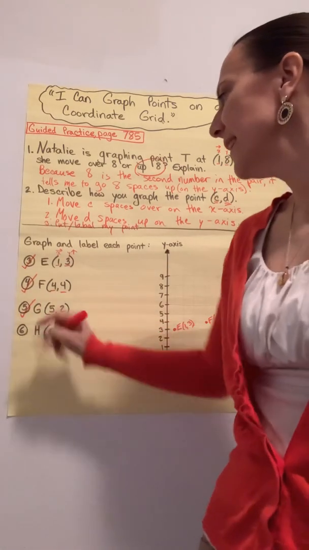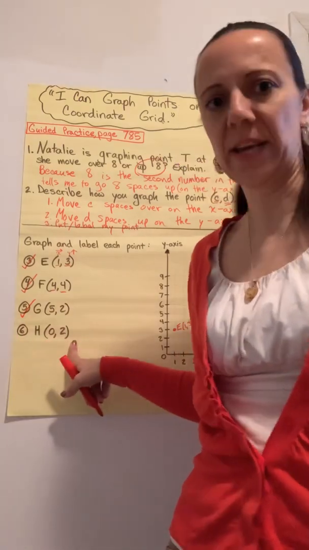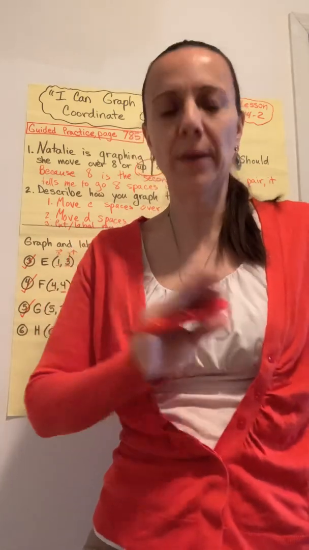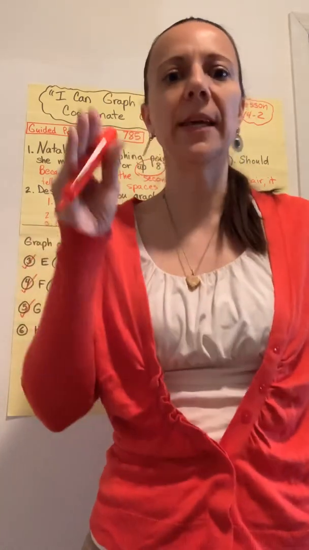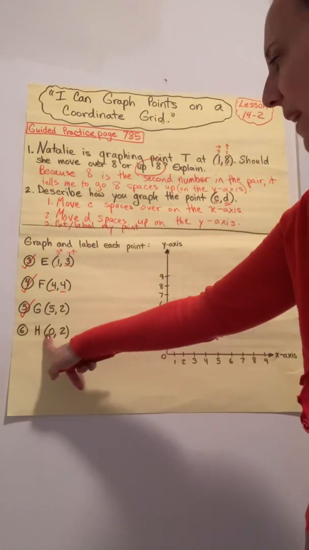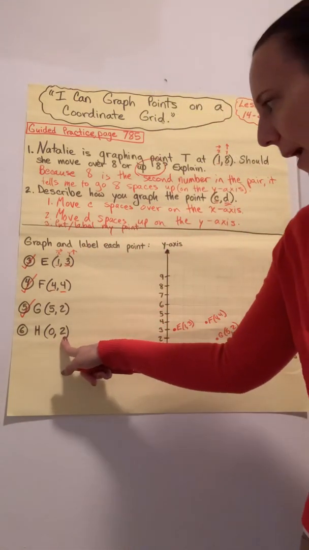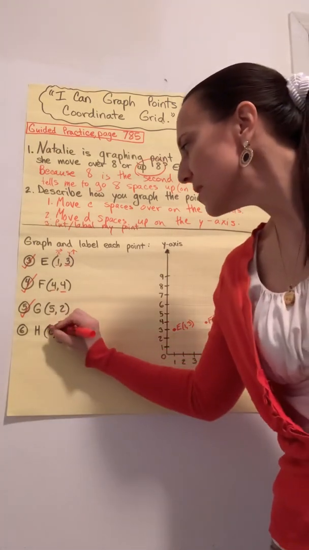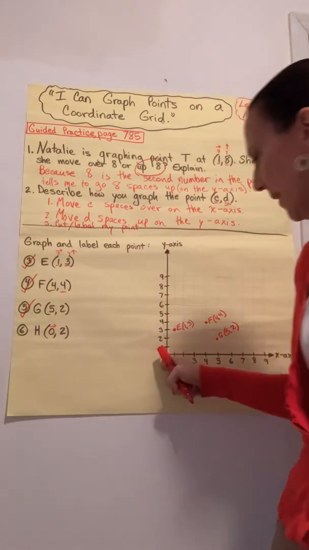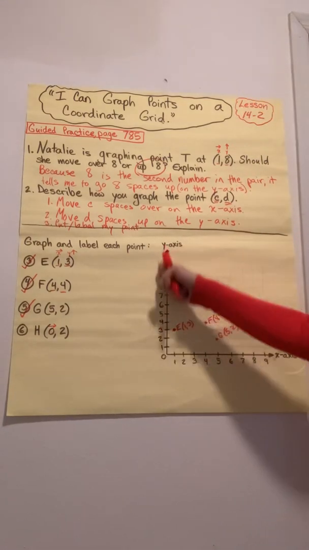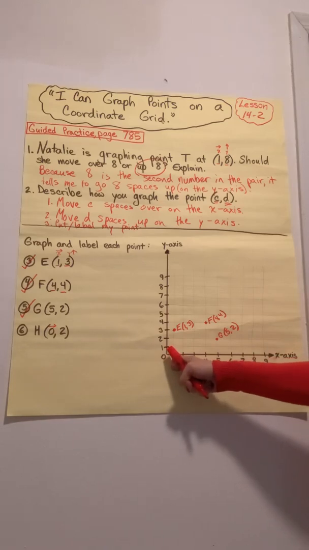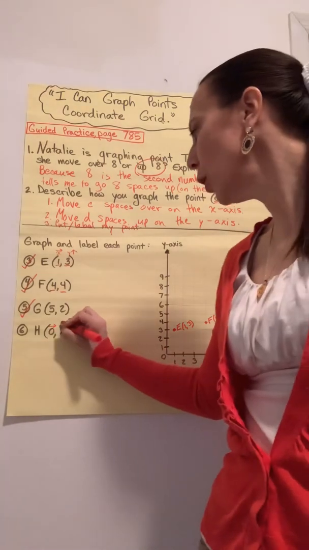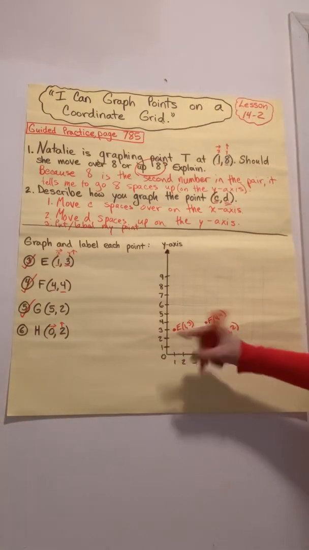Okay. Now here's the one that can be a little tricky because it includes a 0. So 0 means I'm not moving at all in one of the directions. I am staying on the axis. So if I have something like 0, 2 for point H, that means I am going 0 spaces sideways. That means I am sitting right here on this line. I'm not going over to the 1 or anywhere over here. I'm staying on the line. And I'm going 2 spaces up, so I'm still going to go up to the 2.